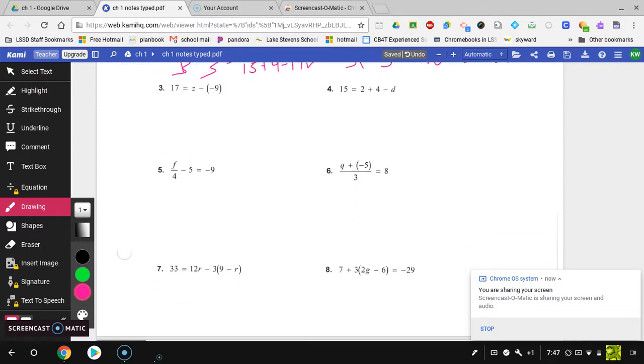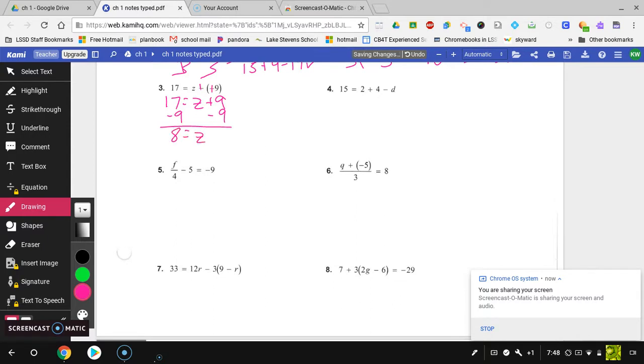All right, going on to our next one. This one has a little simplifying we want to do before we get our variable by itself. Z minus negative 9 is the same thing as z plus positive 9. So I'm going to change that into z plus 9. Makes the problem a little bit more simple. So now to get rid of adding a 9, we're going to use the inverse operation and subtract the 9. 17 minus 9 is 8, so we get z is equal to 8.